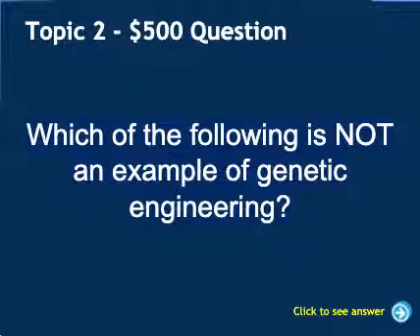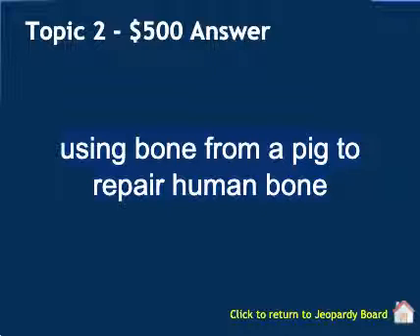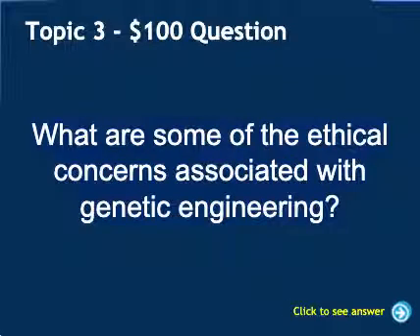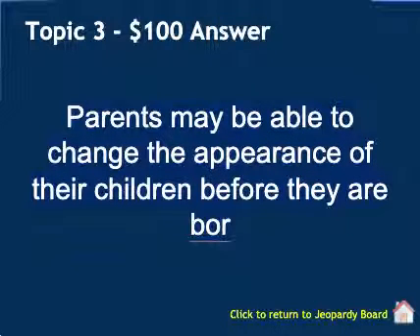Which of the following is not an example of genetic engineering? Using a bone from a pig to repair human bone. When you're replacing bone to bone, you're not engineering something new. You're basically just trying to replace something similar and hope it takes within the body. So genetic engineering would be more like using the genes to grow or build something new. Okay, what are some of the ethical concerns associated with genetic engineering? Parents may be able to change the appearance of their children before they are born, and I'm so sorry that was cut off.